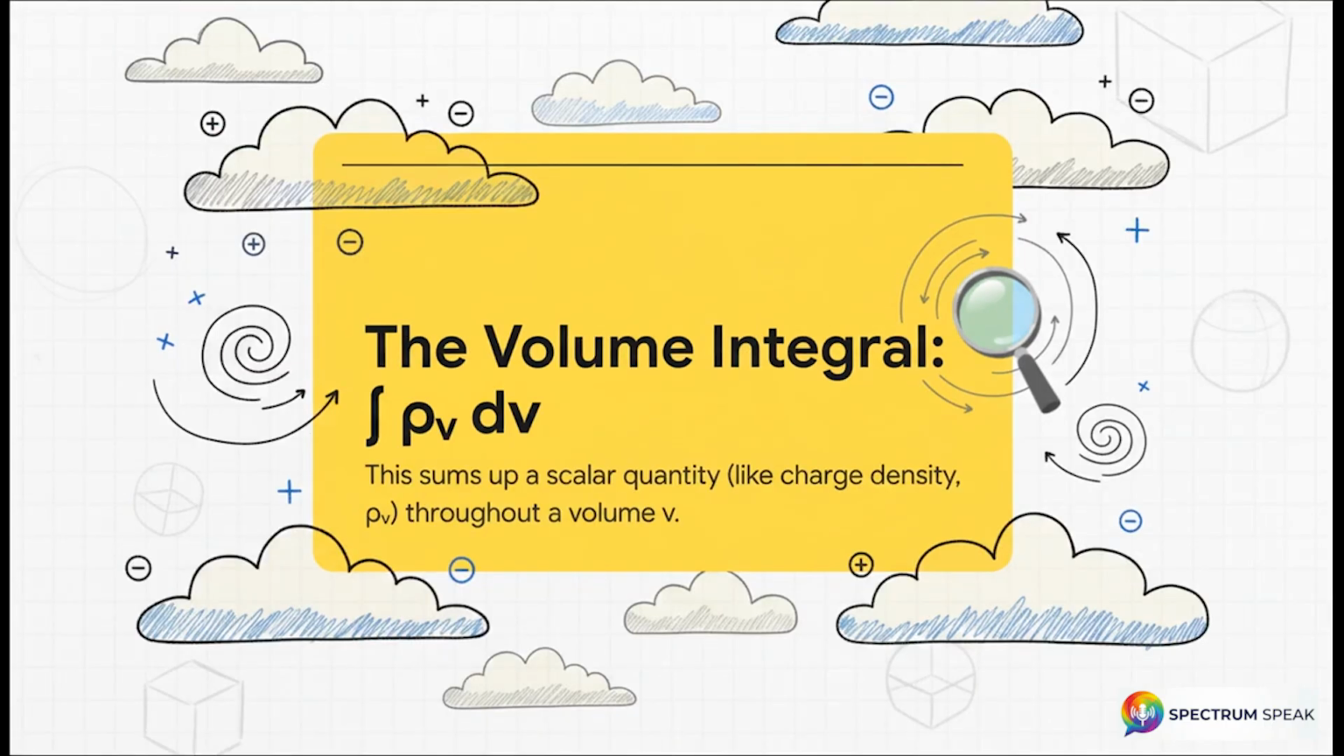And finally, our cloud integral. Now, this one's a little different. See how there's no bold letters or dot product? That's because it's used to add up a scalar quantity, something without direction, like charge density, which is that rho v symbol, all throughout a 3D volume, V.